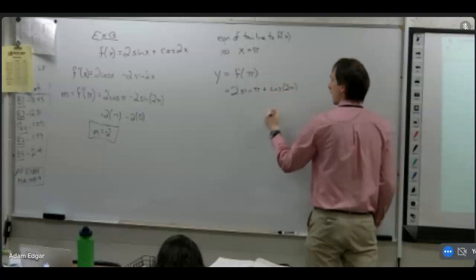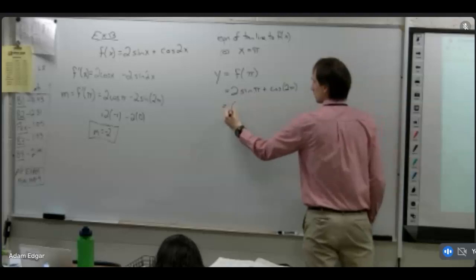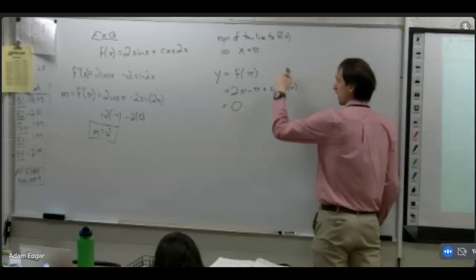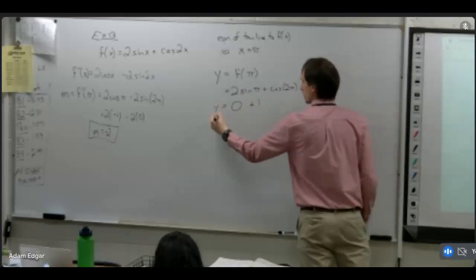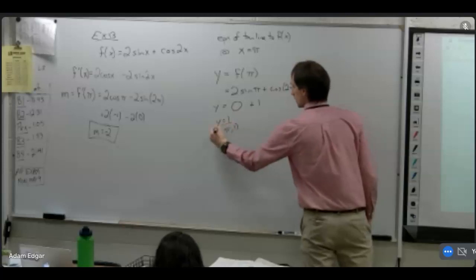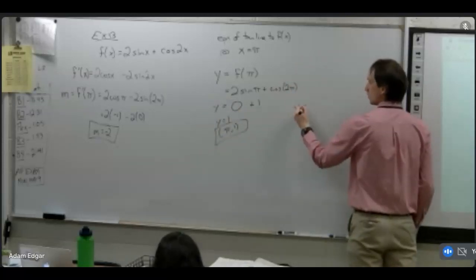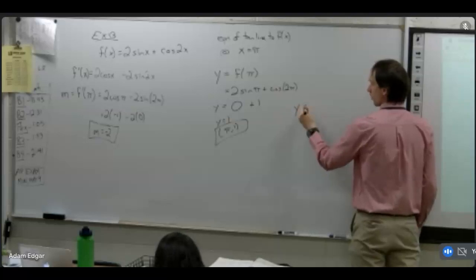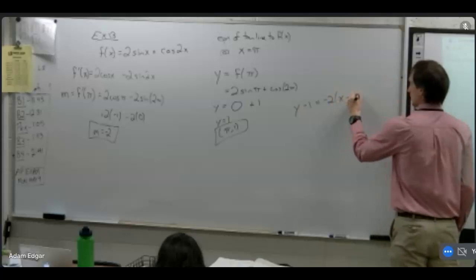And what's sine of pi? 0. And what's cosine of 2 pi? All the way around, same as cosine of 0, that's 1. So your y-coordinate is 1, so your point is pi comma 1. So now you can put these things together and write your equation. I like point slope form, so y minus 1 equals your slope times x minus the x-coordinate.